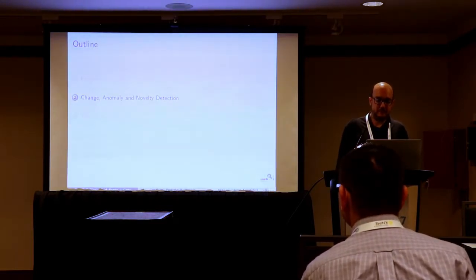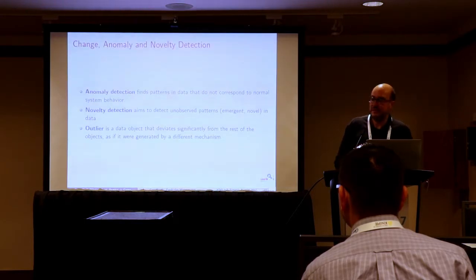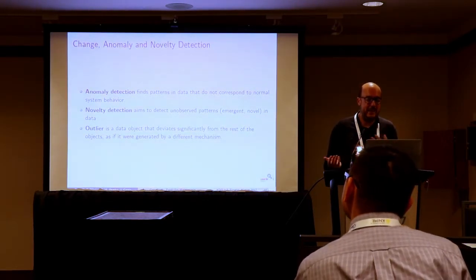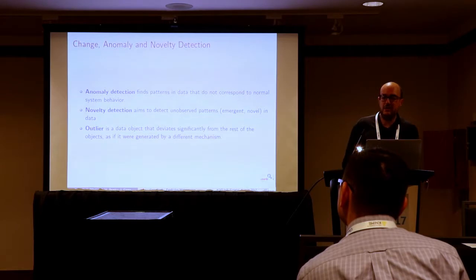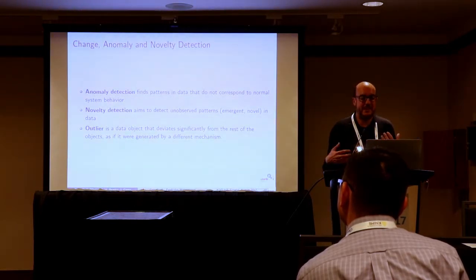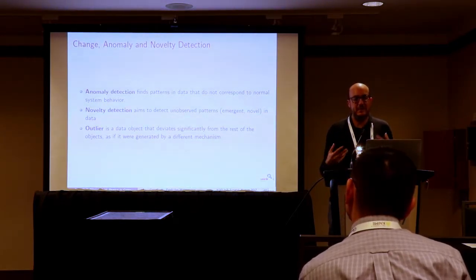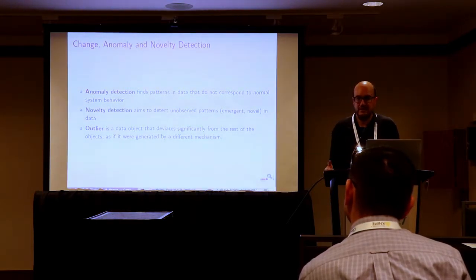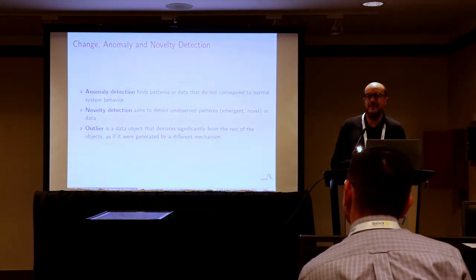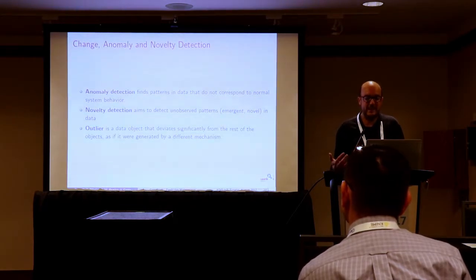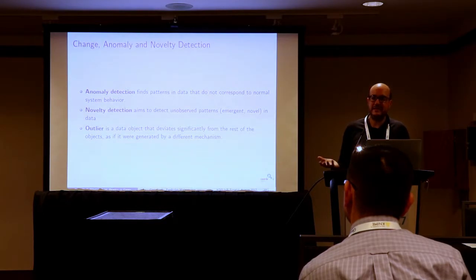Okay, so let's talk a little bit about anomaly and novelty detection. Usually, if the behavior is something that is desired, then we are dealing with novelty detection, as Latifur explained before. But if it's something that is really undesired, then it can be anomaly detection, something that is different from the normal system behavior, or it could be an outlier if the behavior is really different from the rest of the objects. So in that case, we are going to look at anomaly detection, and we are going to use outlier detection methods.